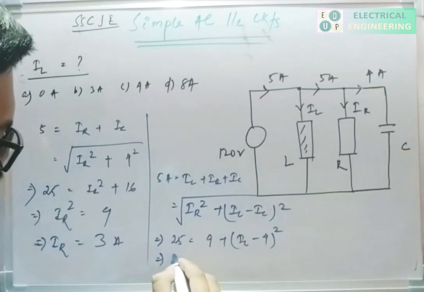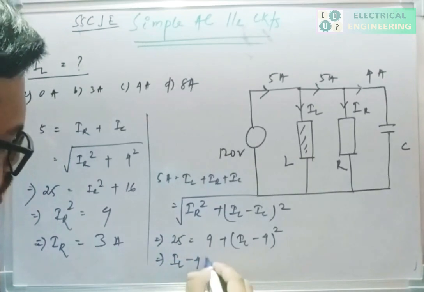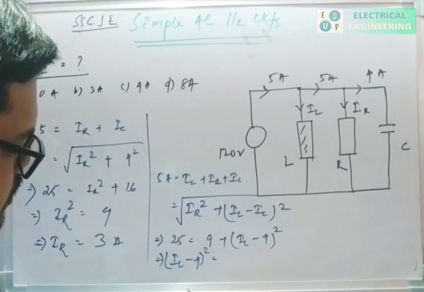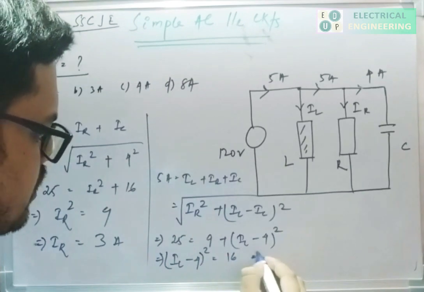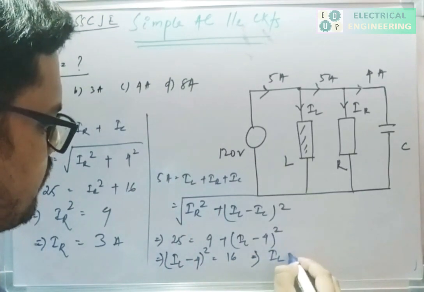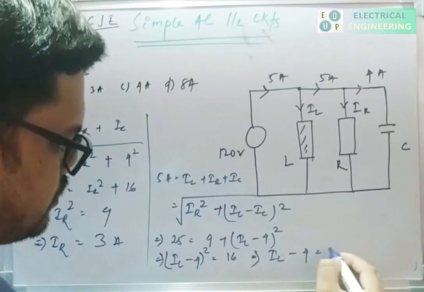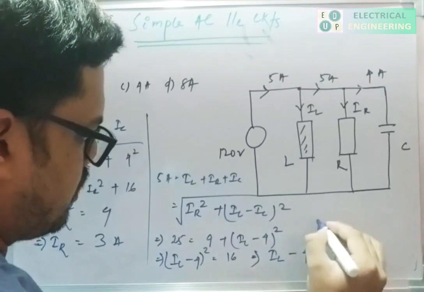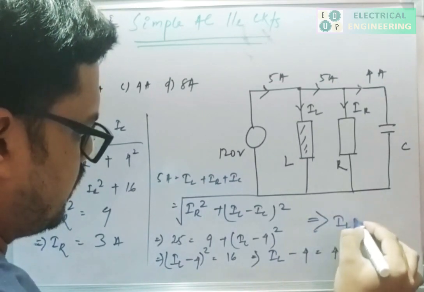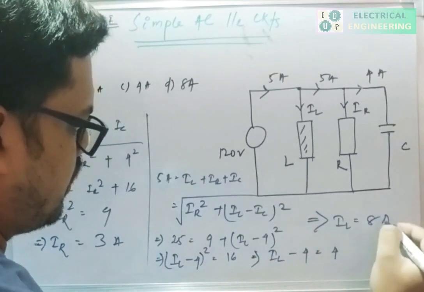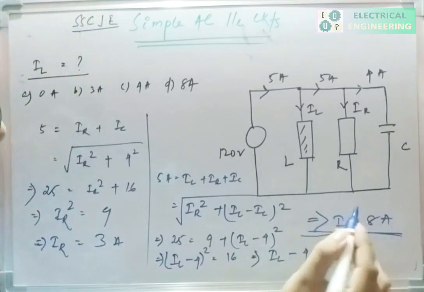If you solve this, you will get IL minus 4 whole squared equals 16, that is IL minus 4 equals 4, and IL equals 4 plus 4, which is 8 ampere. So the answer is 8 ampere.